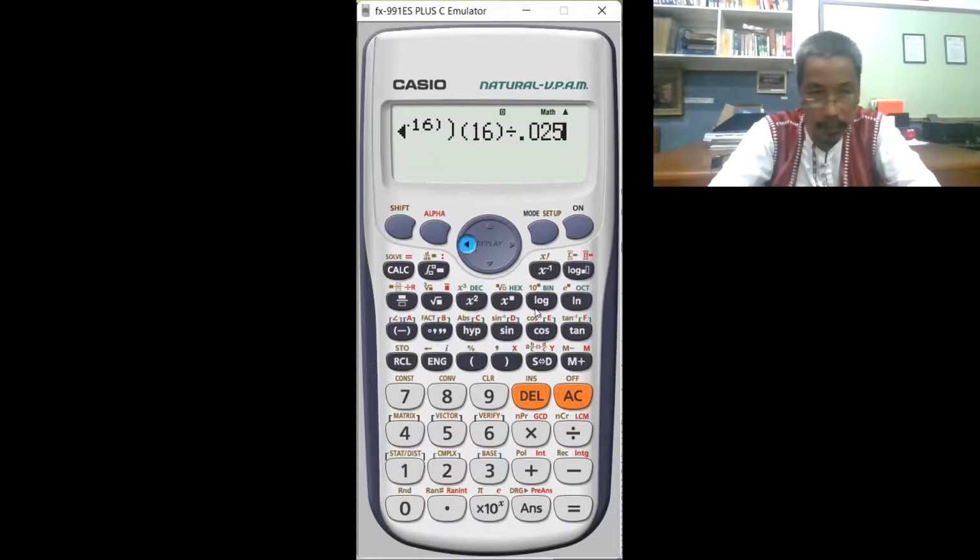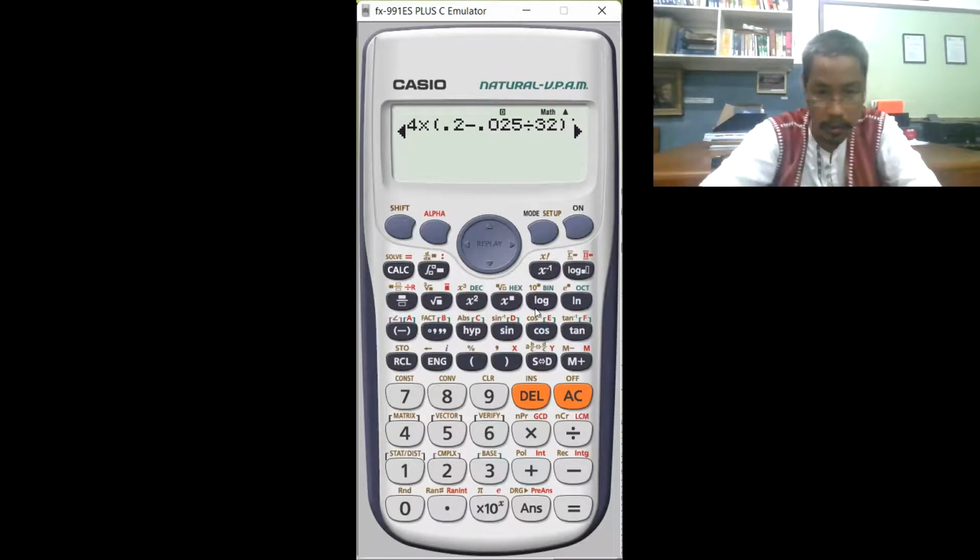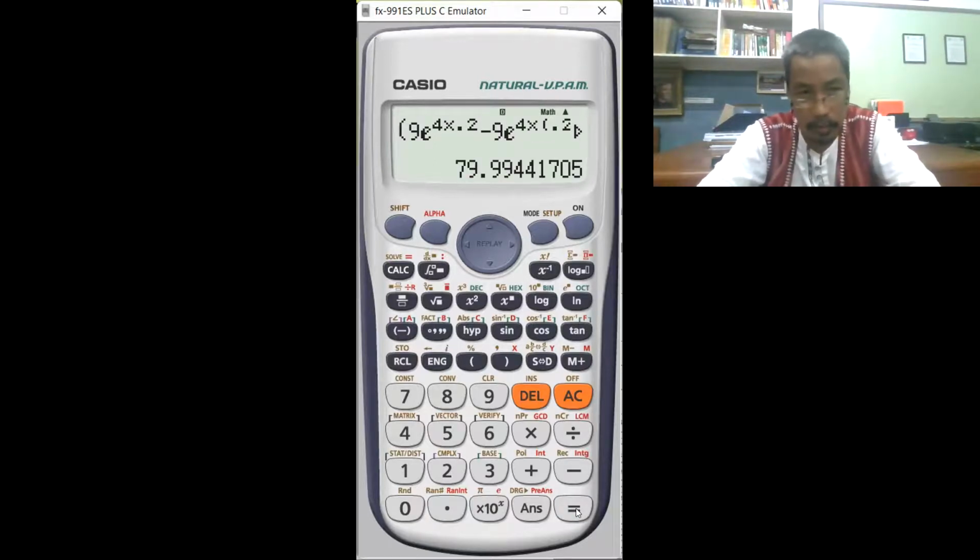So again, let us go to the next. 16 times 2, that is 32. So put the 32 there. And then put the 32 here. And then press equal sign. The next result would be 79.99442. Exactly the same.